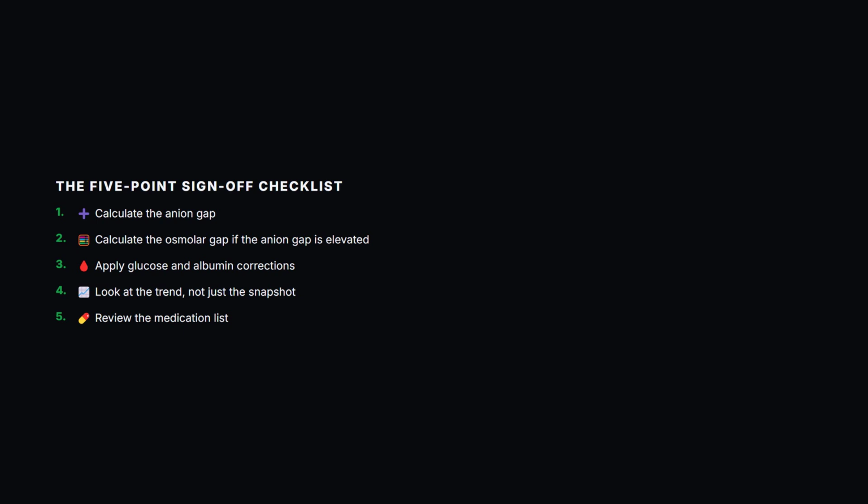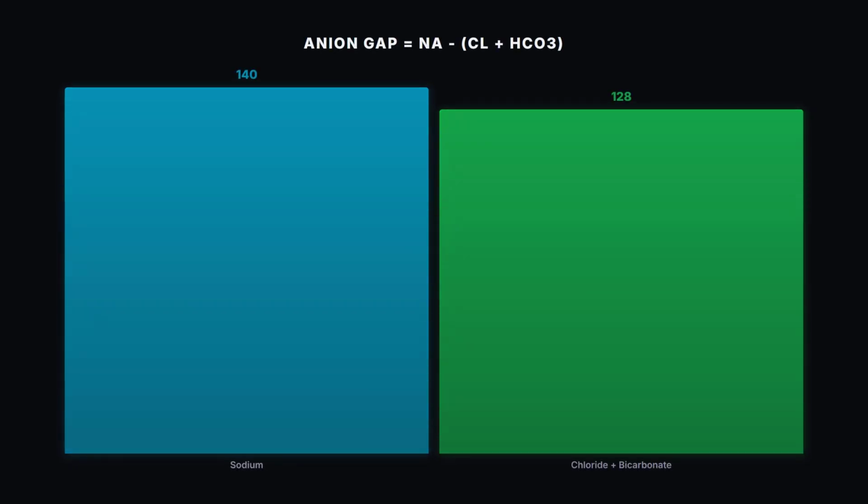The anion gap is sodium minus the sum of chloride and bicarbonate, normally around 8 to 12 milliequivalents per liter. An elevated gap narrows your differential to a specific set of unmeasured anions. A normal gap with acidosis points you toward GI bicarbonate loss or renal tubular acidosis instead.